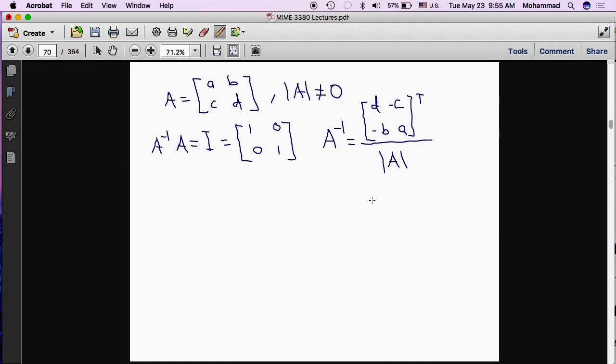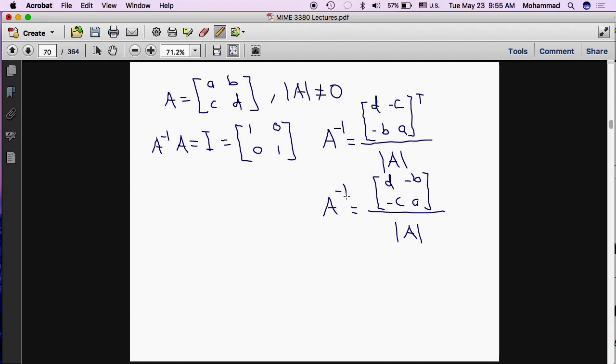So if you apply the transpose, you still have the determinant at the denominator. This is D. This is minus B, minus C, A. This is A inverse. Now, how do we know if this is really A inverse? The way to know is to multiply it by A. If you multiply it by A and the result is the identity matrix, we have found the right inverse. If not, something is wrong here.